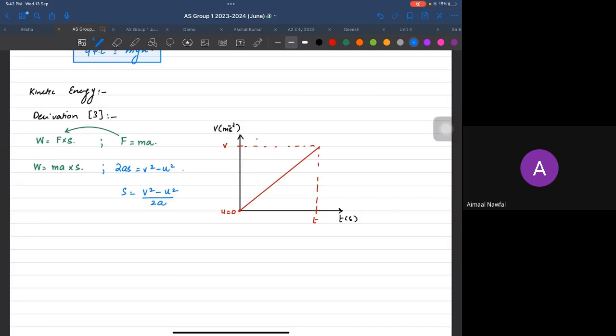Now, you can see that since u, the initial velocity, was 0, I can basically write this equation as s equals v minus 0 squared over 2a, which makes s equal to v squared over 2a. So I've done this on the side, all right? Then you're going to add this right here, and when you do, it's going to be ma times, instead of s, I'm writing v squared over 2a. Any questions here? Please let me know.